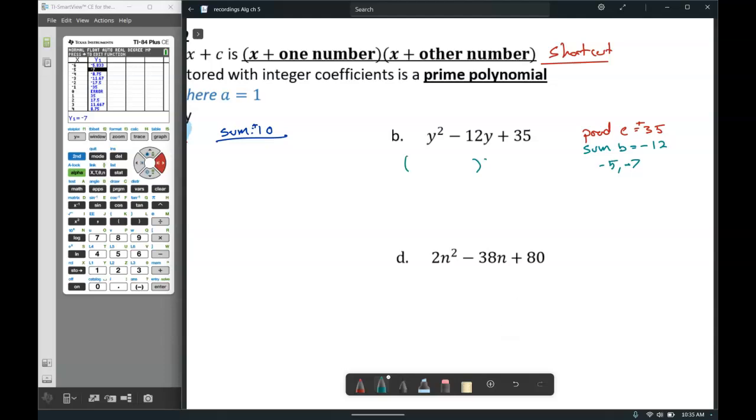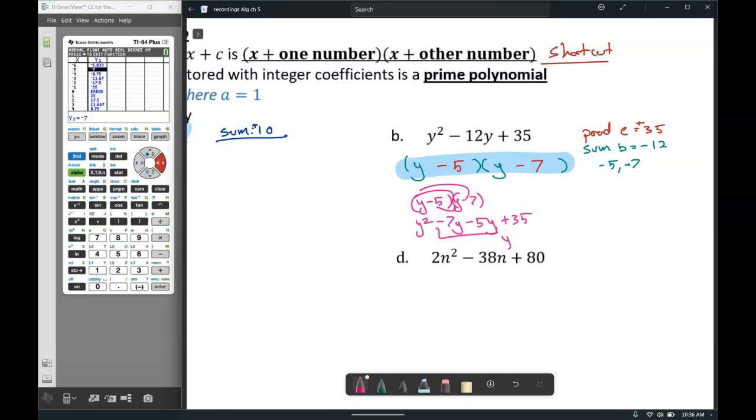We're going to have 2 binomials, our variable y, and since it's minus 5 and minus 7, those will be the constants in our factors. And we've factored our trinomial. We can go ahead and, if we want, double check our answer by multiplying these 2 and making sure that we get our original polynomial. Y squared minus 7y minus 5y plus 35. Combine like terms. And we ended up with the original polynomial that we started with. So we know that our answer is correct.